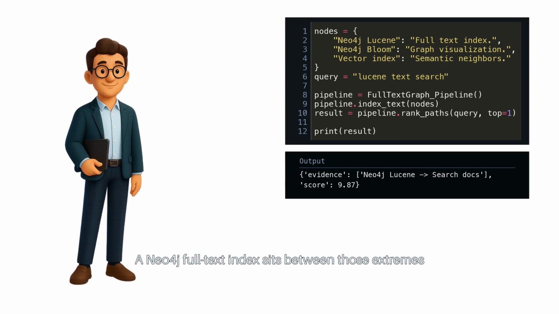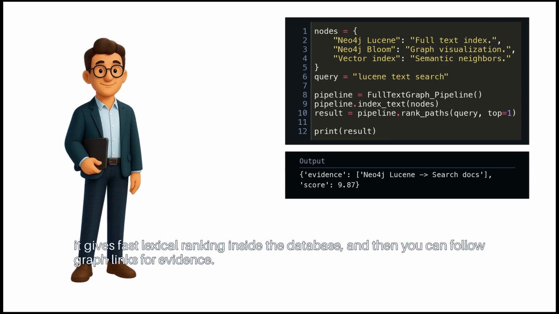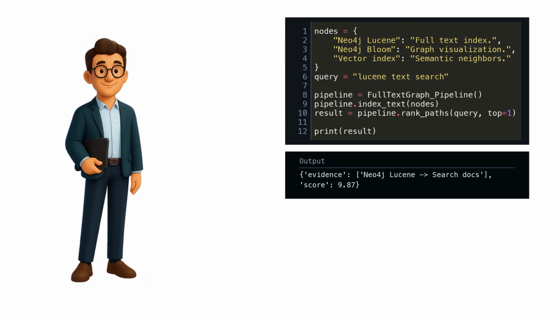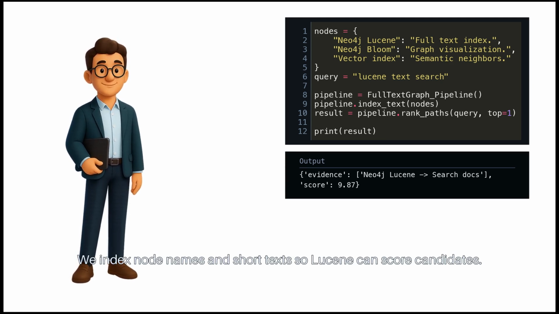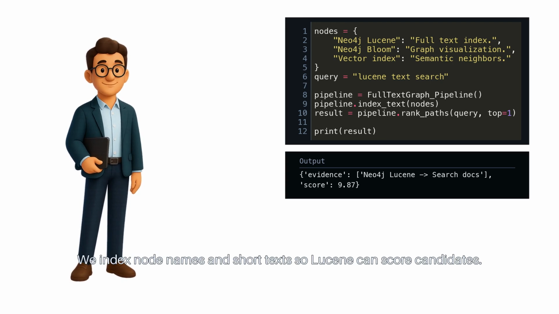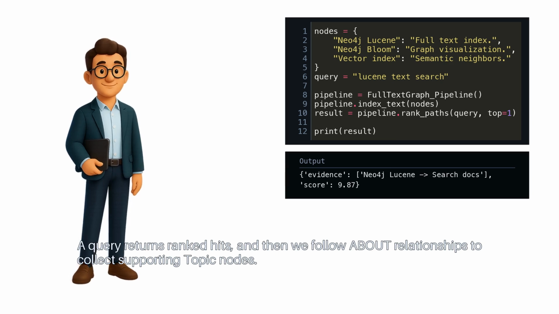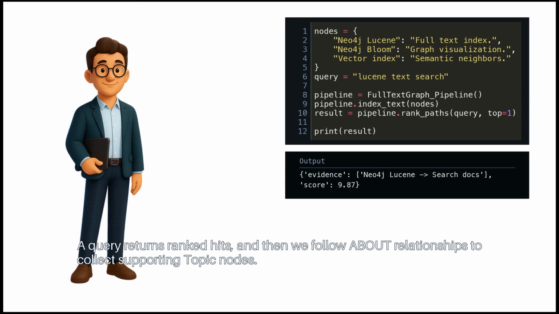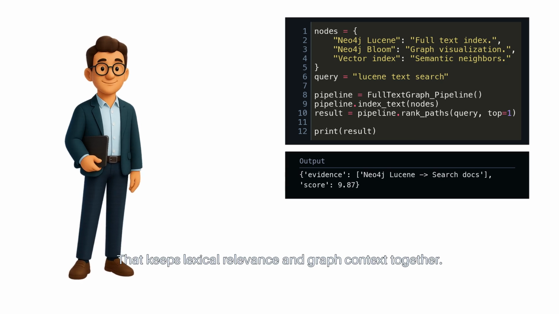A Neo4j full-text index sits between those extremes. It gives fast lexical ranking inside the database, and then you can follow graph links for evidence. We index node names and short texts so Lucene can score candidates. A query returns ranked hits, and then we follow about relationships to collect supporting topic nodes. That keeps lexical relevance and graph context together.